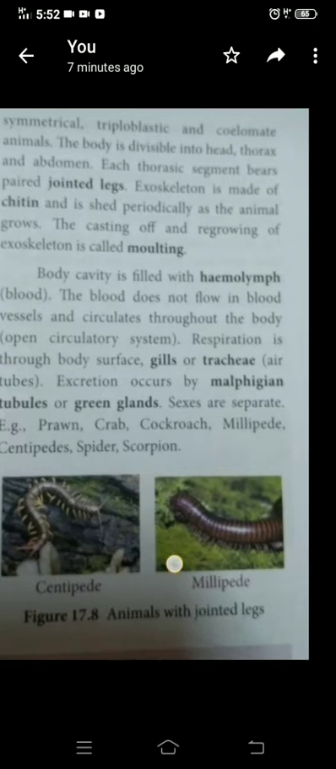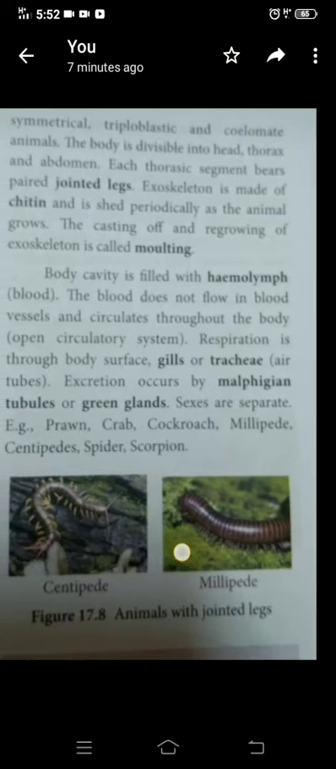Okay, so next, centipede means 100 legs, but it has only 30 pairs of legs. Millipede means 1,000 legs, but it has only 100.